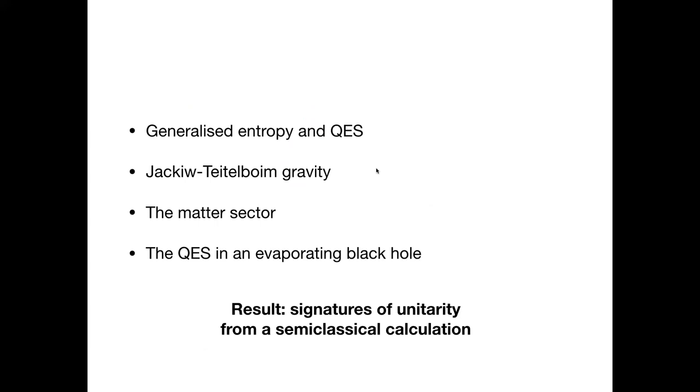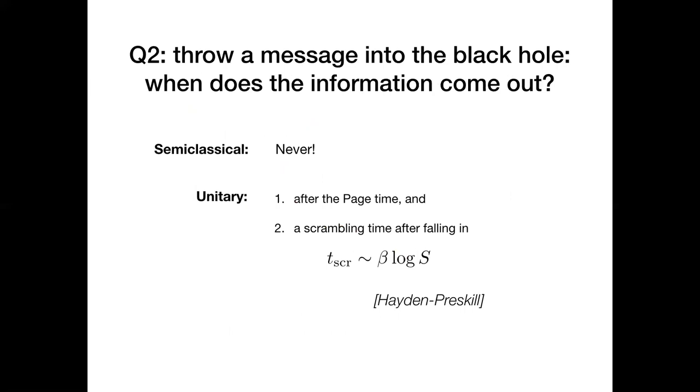And then we're going to ask about exactly what happens in this situation with an evaporating black hole. But just to give the punchline early on, what we're going to do is really a semi-classical calculation. And it's entirely using bulk effective field theory. We don't need to know anything detailed about the UV of the theory or anything like that. But nonetheless, we're going to get some of these signatures of unitarity. So the Page curve and this Hayden-Preskill are going to come out of the calculation. So that's what we're aiming for.